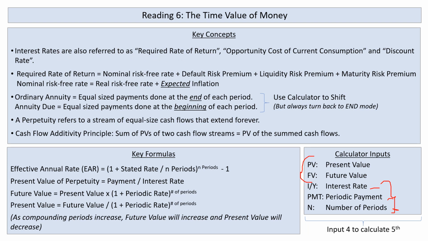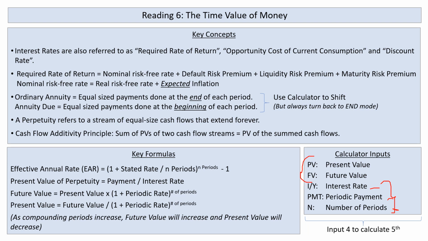The third term that could be used interchangeably is the discount rate. Why? Simply because if you have $100 after 5 years, how much is it worth today? Well, you would use an interest rate to calculate that, and you can also refer to it as a discount rate. The fourth terminology, which is also synonymous with an interest rate, is opportunity cost.